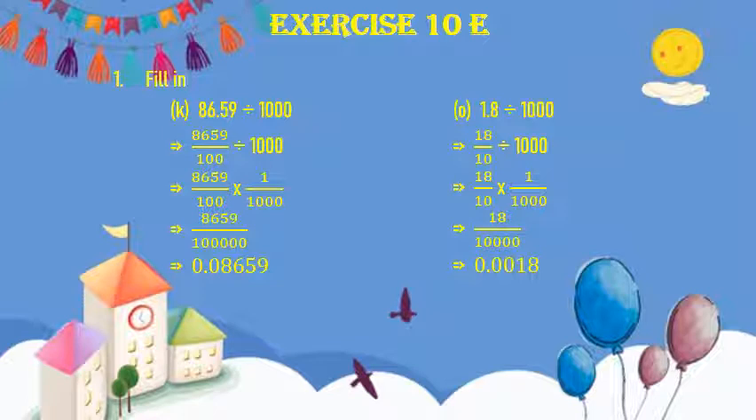Now children, we can also write the answer directly. How? By just watching the number of zeros in 1000, which is 3, and so we have to shift the decimal point in 1.8 three places towards the left side. But in the integral part, there is only one digit, that is 1. So what we have to do? We have to place 2 zeros before 1, and then we will write the decimal point. So our answer is 0.0018.